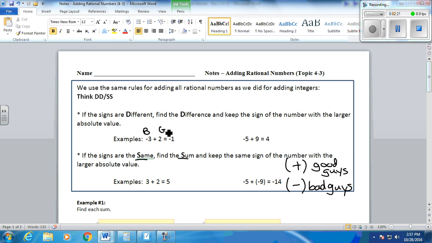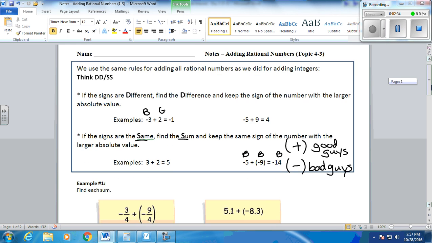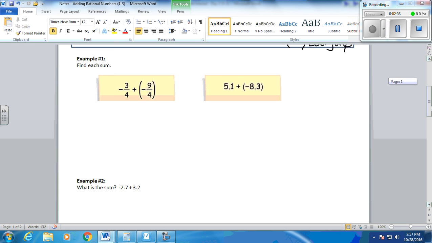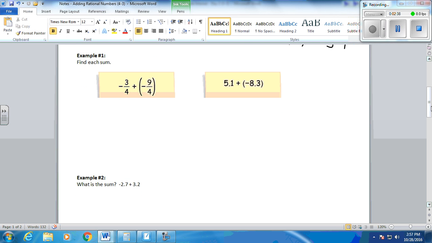So if I have a -5, that would be bad guys, and -9 would also be bad guys, so they stay bad, and I just add the numbers together. But again, also using the number line, which you guys have been practicing. What gets a little bit more challenging here is when we deal with adding or subtracting fractions, we do have to set them up in a specific order.